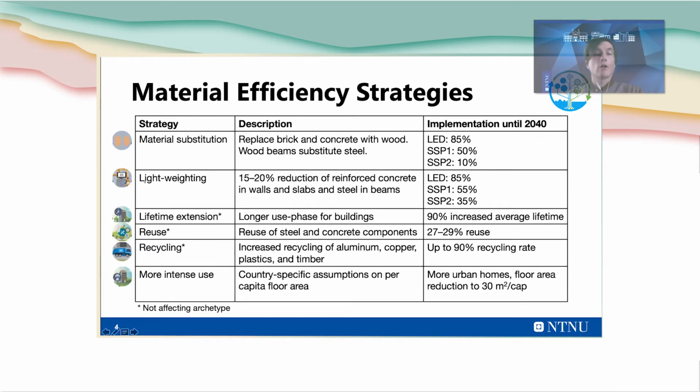So the next strategy we look at is lightweighting. This is based a lot on the ideas of Julian Allwood and his colleagues. We see that in construction, we often have a potential to squeeze the lemon further and reduce the material that goes into a building. So we estimate that 15 to 20% of reinforced concrete and also steel can be reduced in buildings.